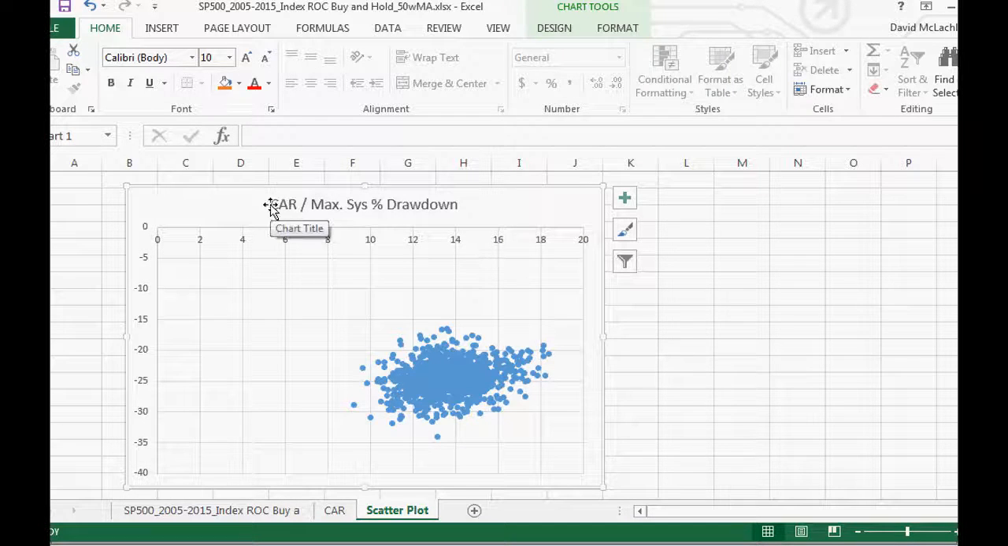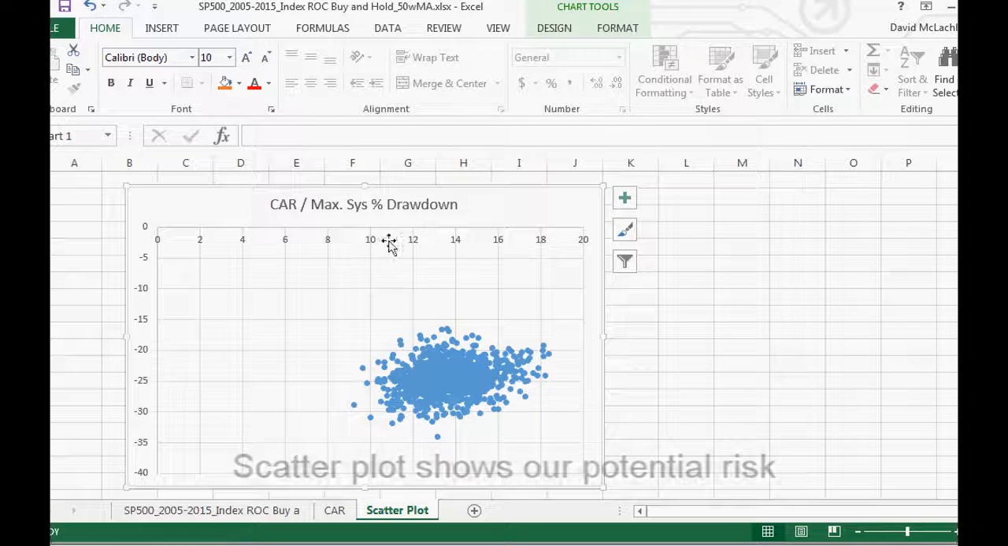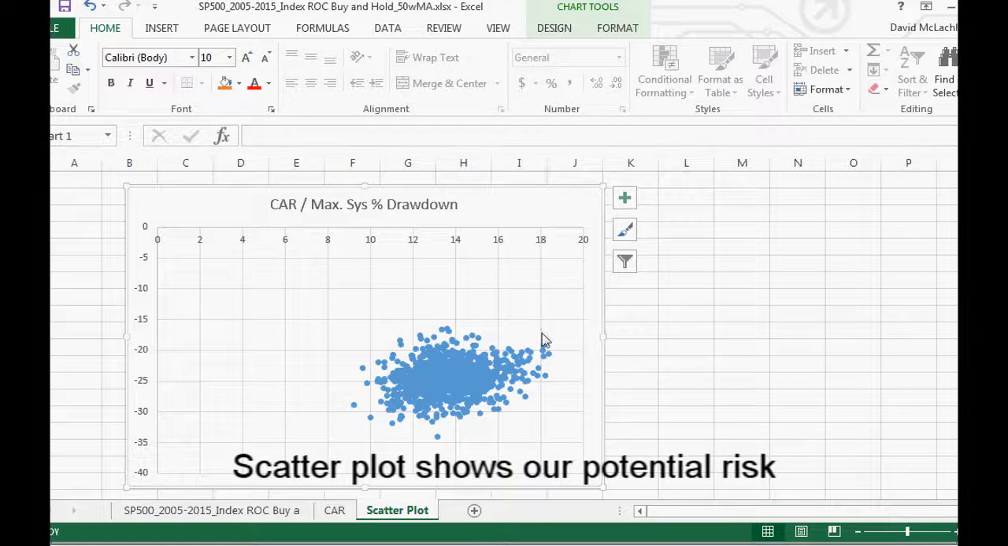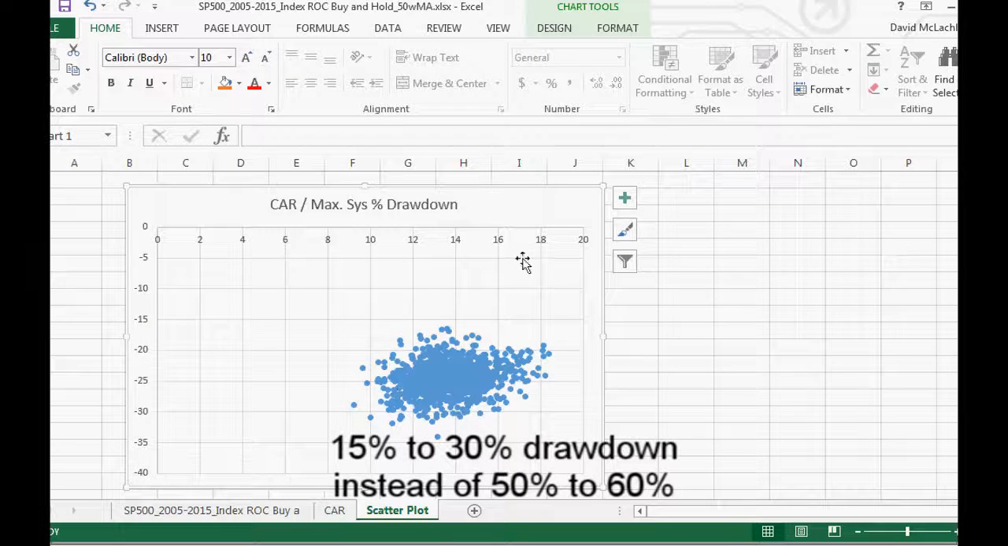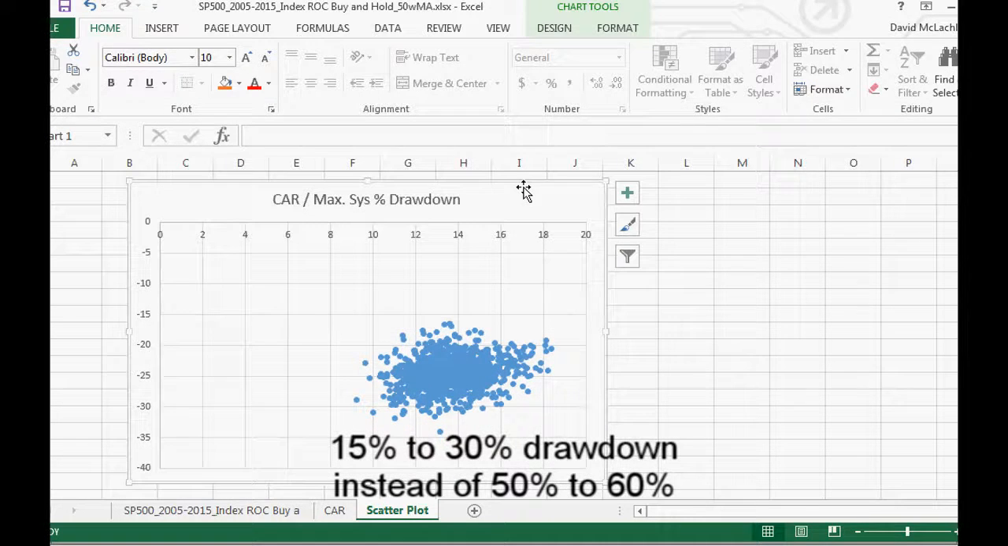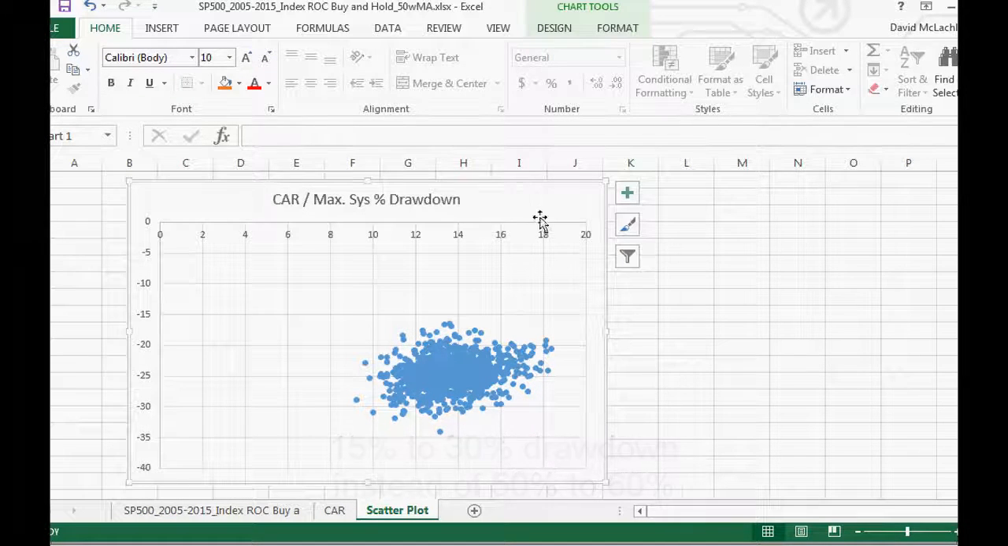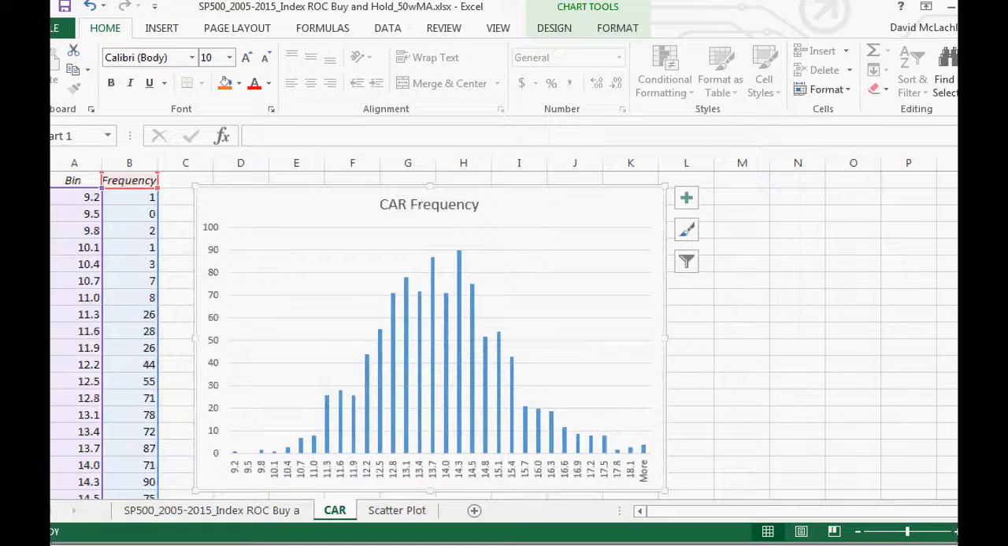So we've got the compound annual return and the maximum system percent drawdown. Drawdown is down the left-hand side, and annual return is up the top here. For annual return, we've got between 10 and 18%, so that's significantly better. And the maximum drawdown seems to be about 30%, with most between about 15 and 30%, which again is way better than our 50 to 60% drawdown if we were just doing a normal buy and hold. So those are the actual numbers, and how cool is that just to be able to see this?